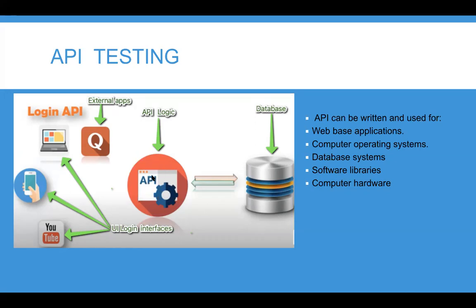The API logic kicks in, goes into the database, searches for capacity, pricing, dates and all that, sends the response back, and then I'm able to see it on my computer. That's basically what an API does.